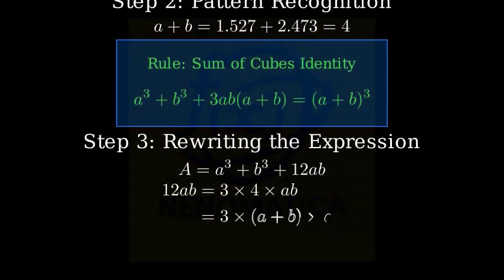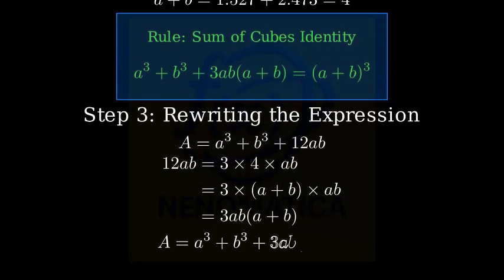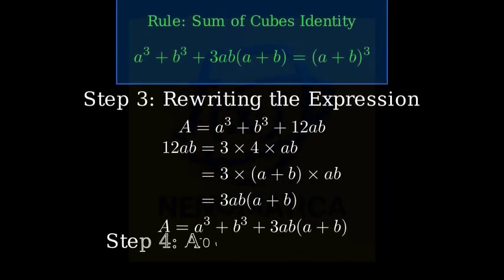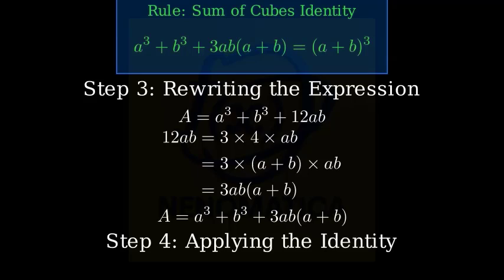We can rewrite 12ab as 3 times 4 times ab. Since a plus b equals 4, this becomes 3 times ab times a plus b. Now, our expression matches the sum of cubes identity that we just saw. Now, we can apply the identity. We have A equals a cubed plus b cubed plus 3ab times a plus b, which equals a plus b cubed.